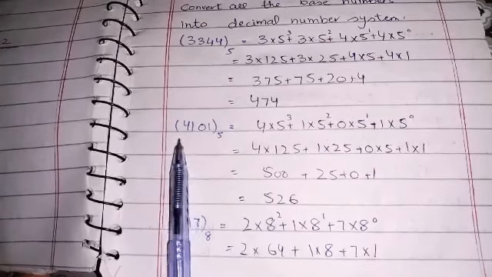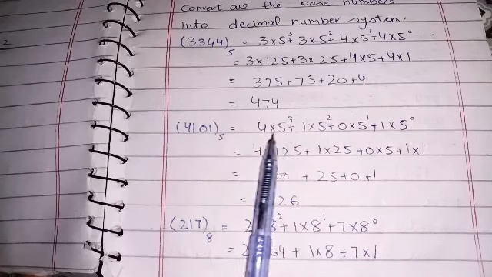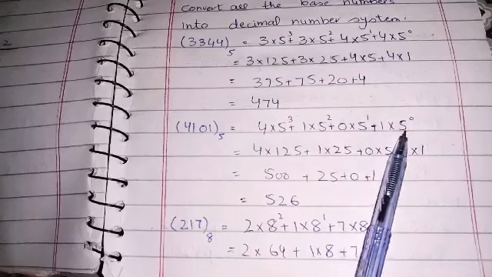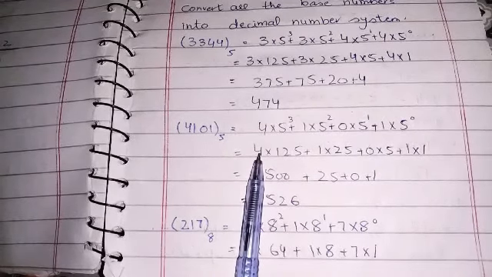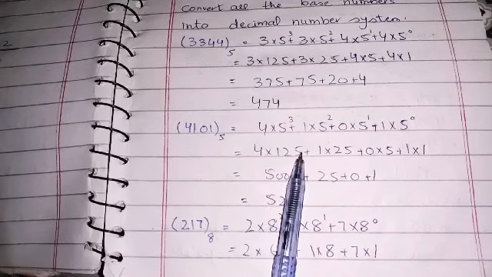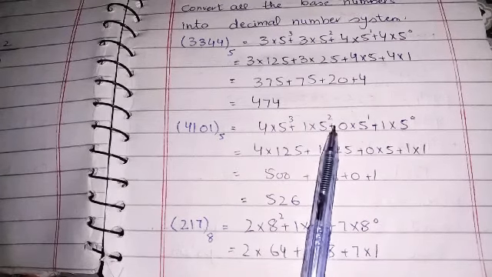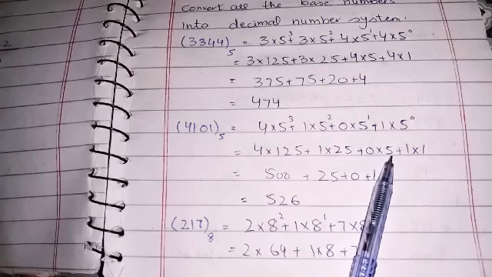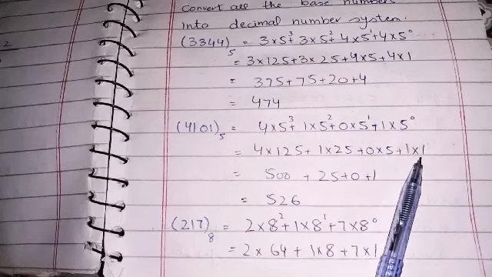Our next number is 4101 with base 5. We will multiply all the digits with its base: 4 into 5 plus 1 into 5 plus 0 into 5 plus 1 into 5. Then we will give exponents 0, 1, 2, 3. 4 will be written as it is into 125 because 5 cube is equal to 125, plus 1 as it is into 25 because 5 square means 25, plus 0 as it is into 5 raised to power 1 means 5, plus 1 into 1 because 5 raised to power 0 means 1.